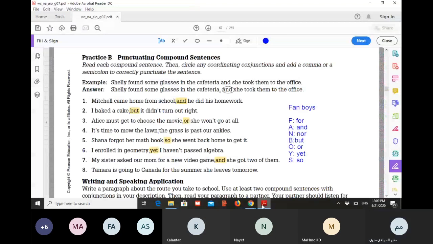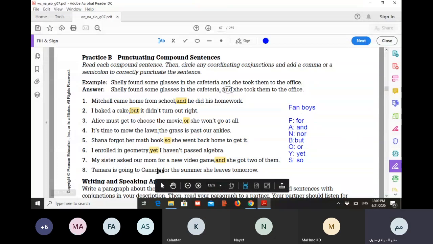Anyhow, here in sentence number 7, we have: my sister asked our mom for a new video game and she got 2 of them. So your answer is and, and we placed a comma before it, and this is right. This is the coordinating conjunction. Here also we have for, another word, for. Do you think that is a coordinating conjunction or a preposition?